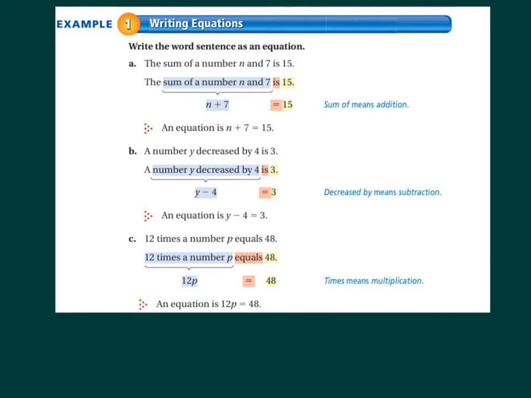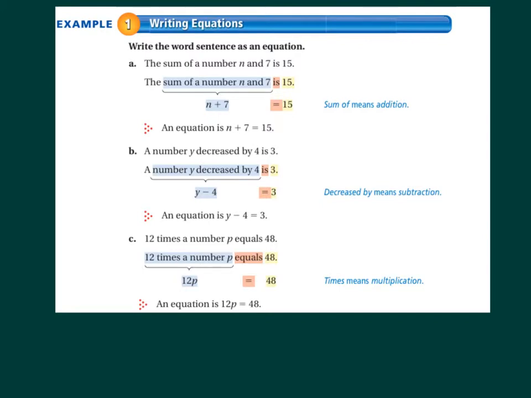A number y decreased by 4 is 3. So again, all this, a number y decreased by 4 is y minus 4. Order matters here, so make sure you don't put 4 minus y because that's incorrect. And then we put is 3. So you just get your equation y minus 4 equals 3.